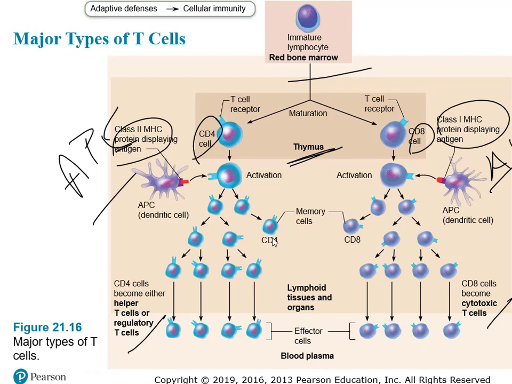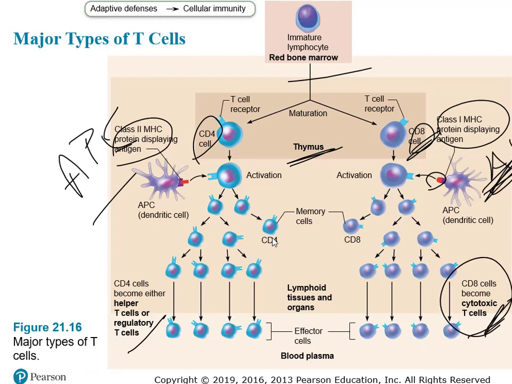Now, class 1 MHC is found in all cells except RBC. Once they here's the antigen on class 1 MHC protein from all of your cells, they display to CD8 and they become cytotoxic T cells. Cytotoxic T cells kill a cell that is either mutated, cancerous, virally infected, or transplanted, right? So all cells are capable of producing cytotoxic T cells.